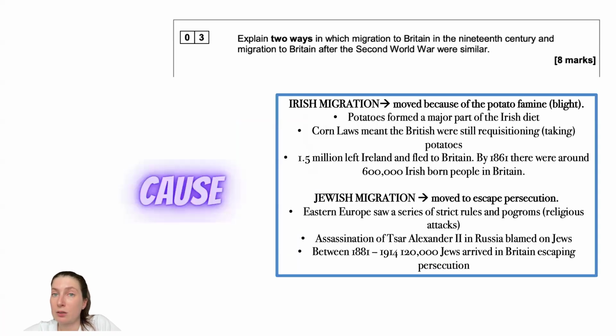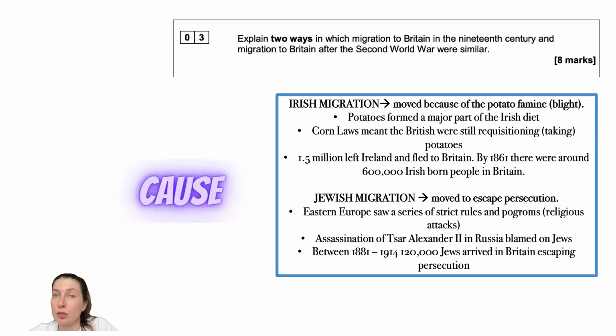I'm jotting down at the side of my page. This is obviously very detailed. You don't need to do it this detailed in the exam, but I'm doing this for our learning purposes. Causes. So Irish migration, people moved because of the potato famine, the Blight, and I've given some details. Jewish migration, people moved to escape persecution.